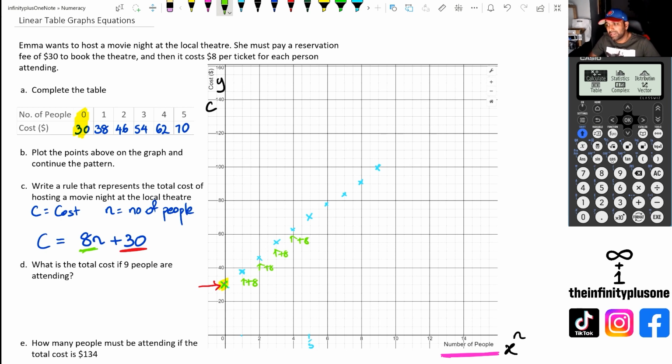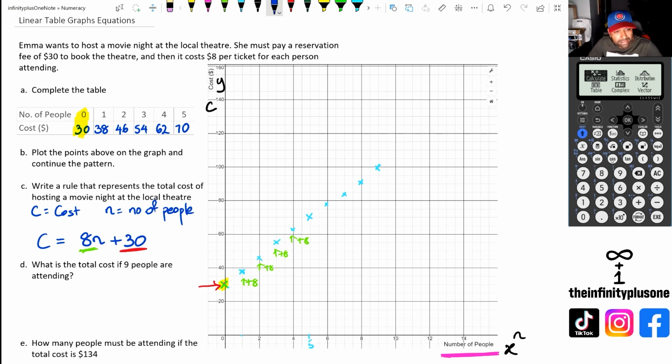Now, if you have kind of seen y equals mx plus c, then you can kind of see the pattern here. Now, if you have never seen y equals mx plus c, don't worry about it. You will get a chance to actually learn that later on as well. But this is pretty much an equation of a straight line here. That's why we're going to put this as 8n plus 30. Now, going to the next question.